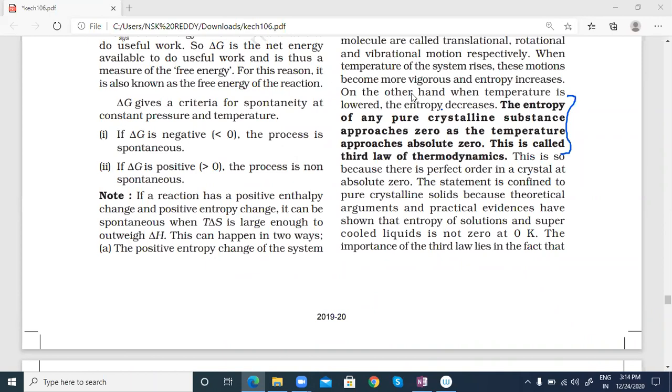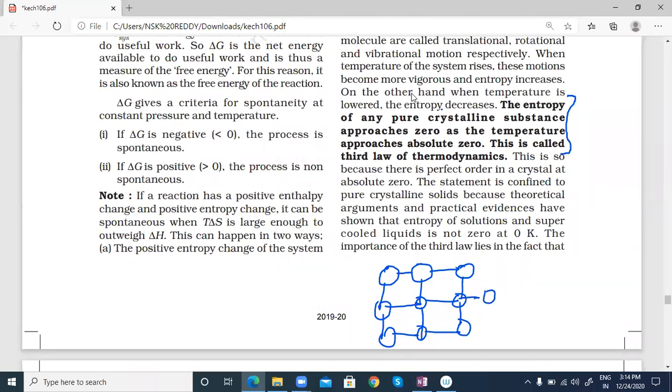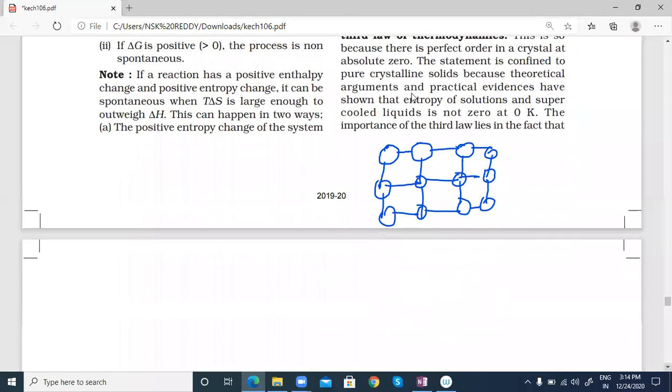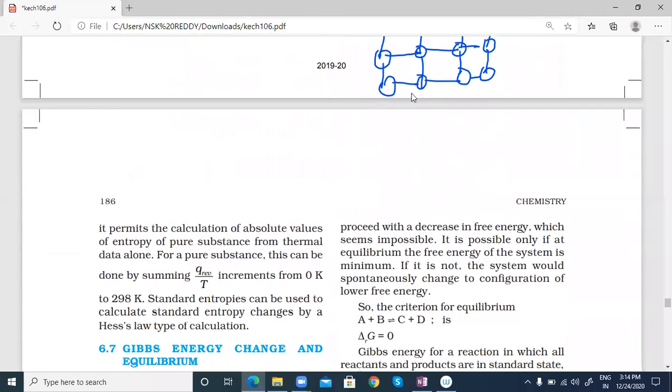Write the definition first. Continue: this is so because there is perfect order in crystals at absolute 0. A crystal means, assume all the atoms are arranged perfectly and are not moving in any direction. This is called a crystal. Assume iron atoms or something like that. Got it? But every real crystal has some randomness and some movement. Clear?